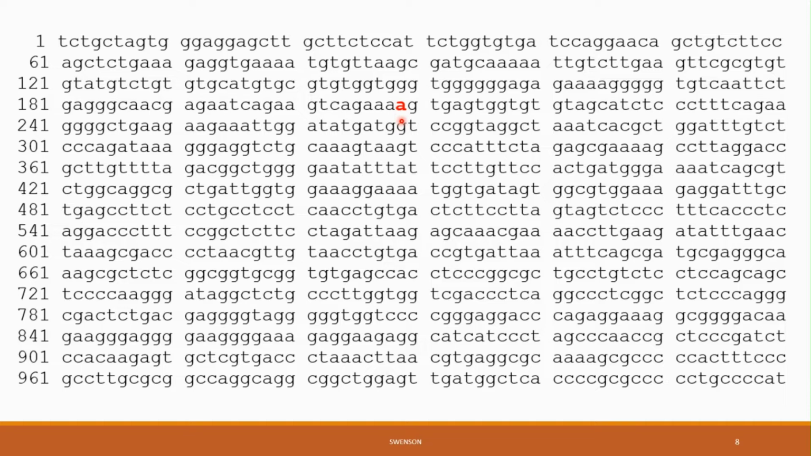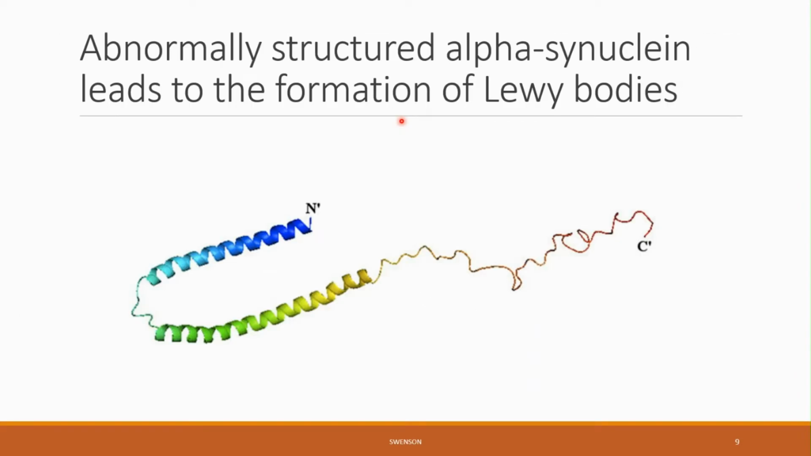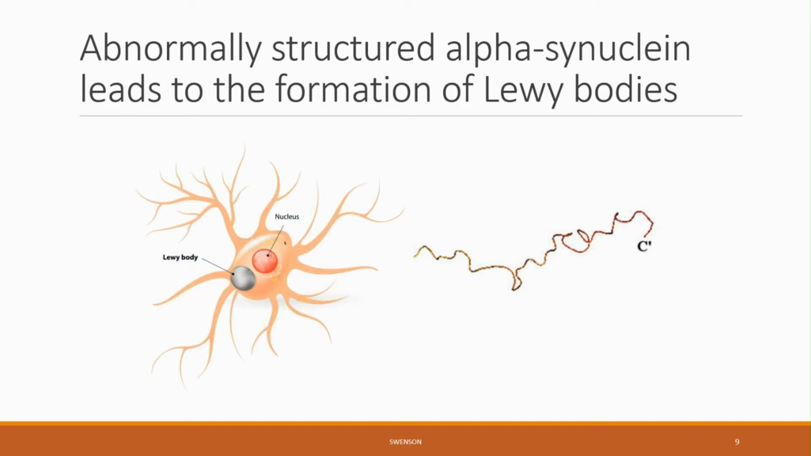Some people have a different version of the gene, an allele wherein the 209th nucleotide is not guanine, but rather adenine. This example gives you a sense of how important the order of nucleotides in a gene is. And abnormally structured alpha synuclein leads to the formation of what's called Lewy bodies, which are buildups of the alpha synuclein in the neurons of the brain.